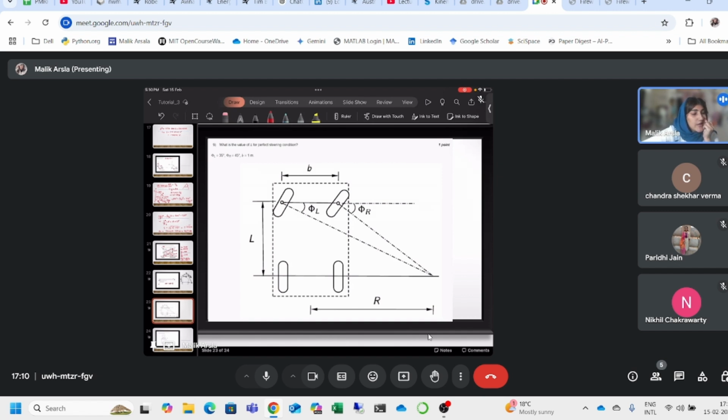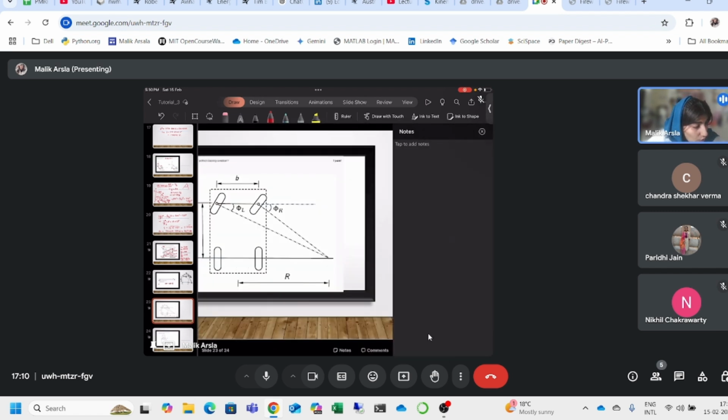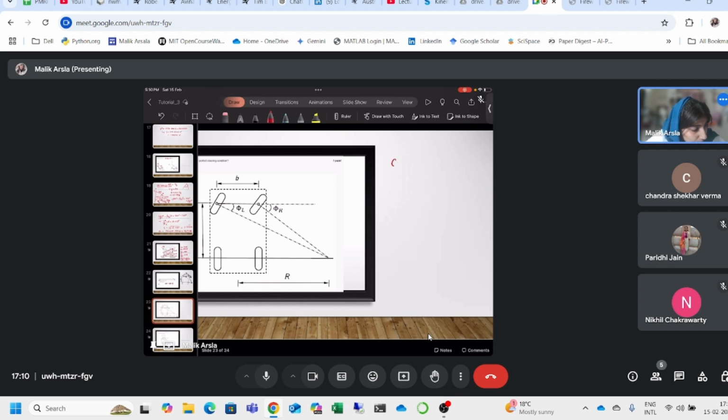What is the value of L for perfect steering condition? Theta L has been given, theta R has been given, and B is given. Just now I told you that the perfect steering condition is cot of phi L minus, is it minus or plus? Minus, I guess, yeah, minus cot of phi R is equal to B by L.